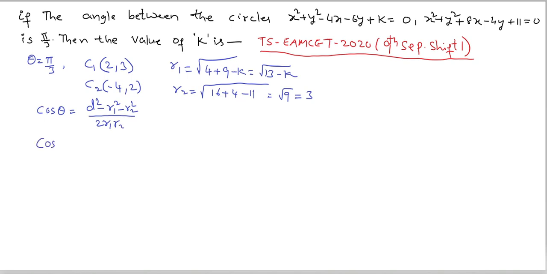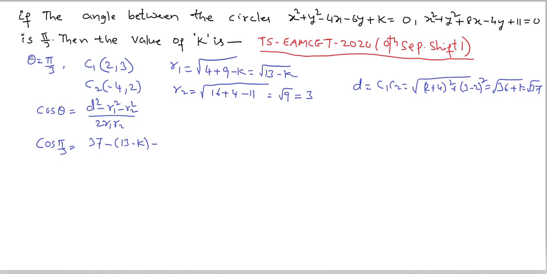So cos theta, that is cos pi by 3, is equal to d square minus r1 square minus r2 square by 2 r1 r2, where d is the distance between the centers, that is d is equal to C1C2 is equal to under root of 2 plus 4 whole square plus 3 minus 2 whole square, that is 2 plus 4 is 6, square 36, plus 1, 36 plus 1 is equal to 37. So d square is 37 minus r1 square, that is 13 minus k, minus r2 square, that is 9, by 2 into r1, root 13 minus k, into r2, which is 3.